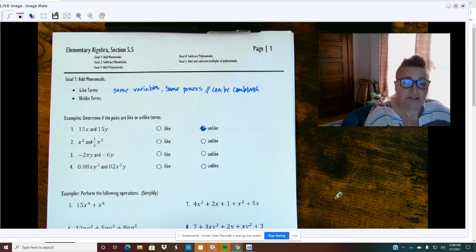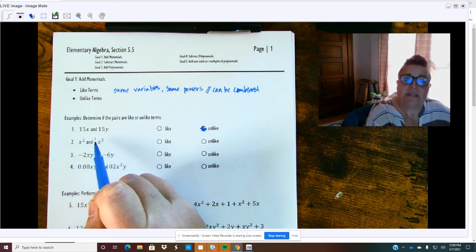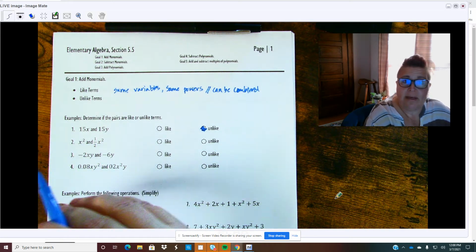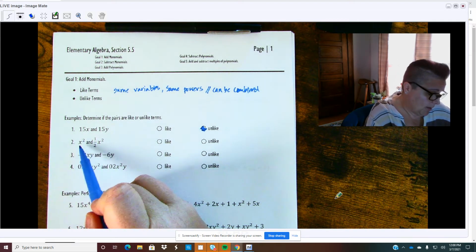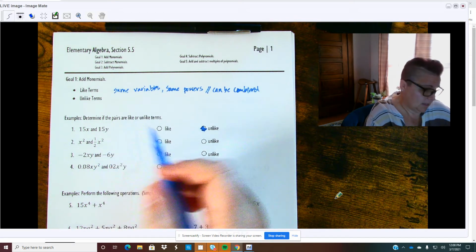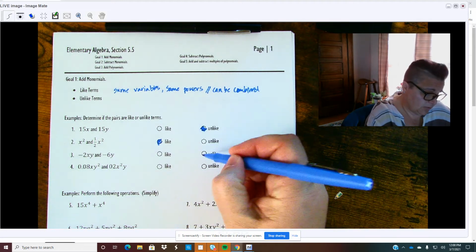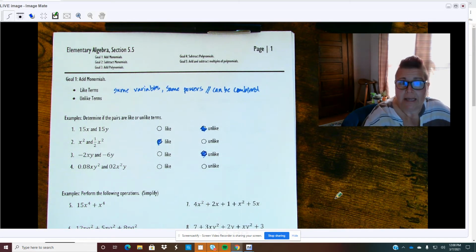All right, problem number 2, we have an x squared and a 1/2 x squared. Notice they both have an x and they are both to the same power of squared. That's all that matters for like terms, that the power and the variable be exactly the same, x to the second, x to the second. So these would be considered like terms. With number 3, we have a negative 2xy and a 6y. One has an xy, the other one just a y. Because those variables are different, this would again be unlike.